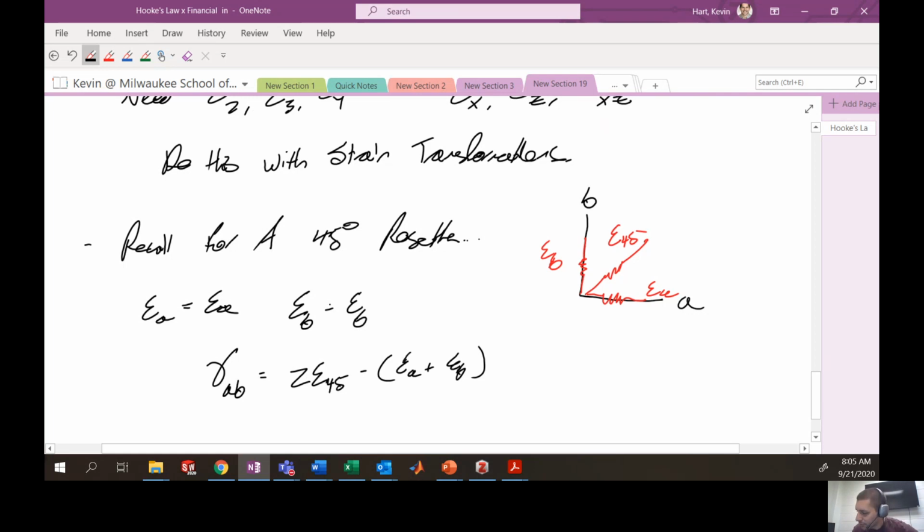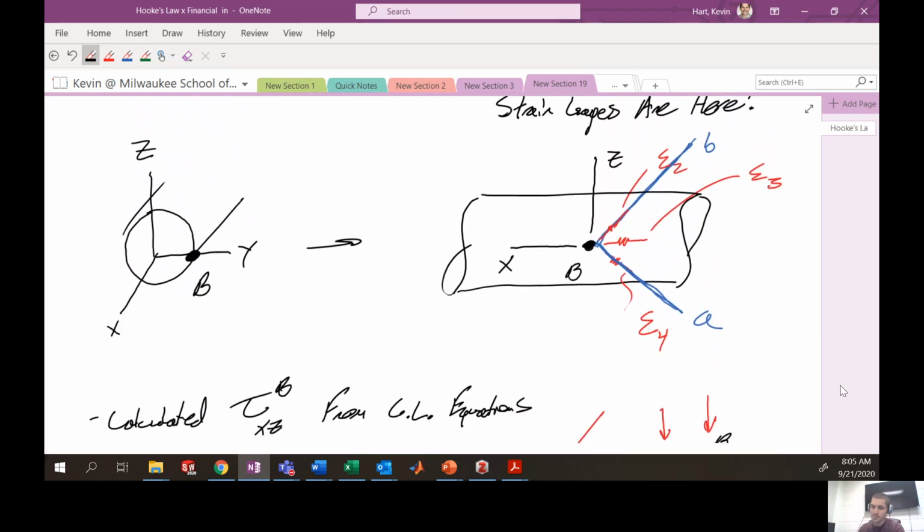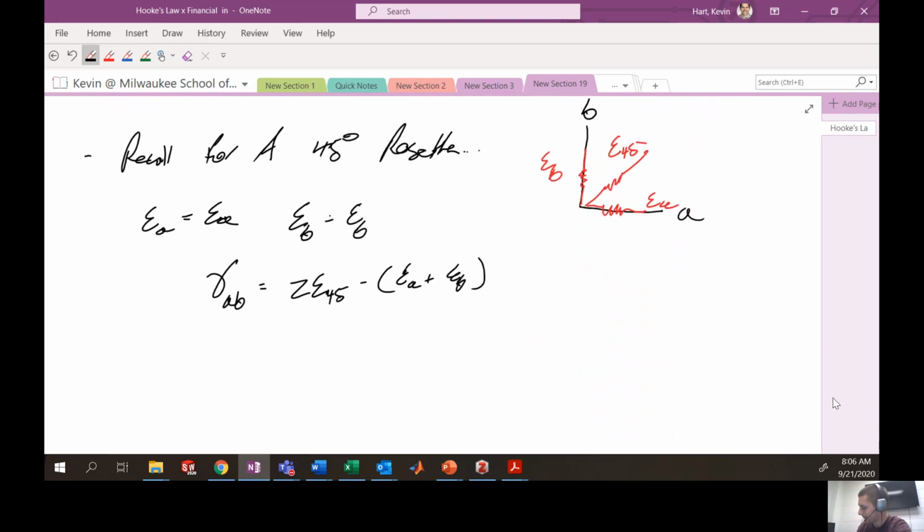So we're going to leverage this general idea using the AB coordinate system up here to calculate the shear strain in the AB coordinate system. Then we can rotate that shear strain to get to the XZ coordinate system, right? So that's the general idea.